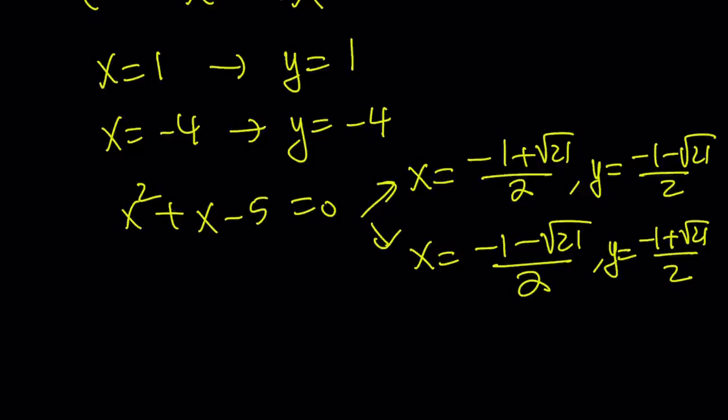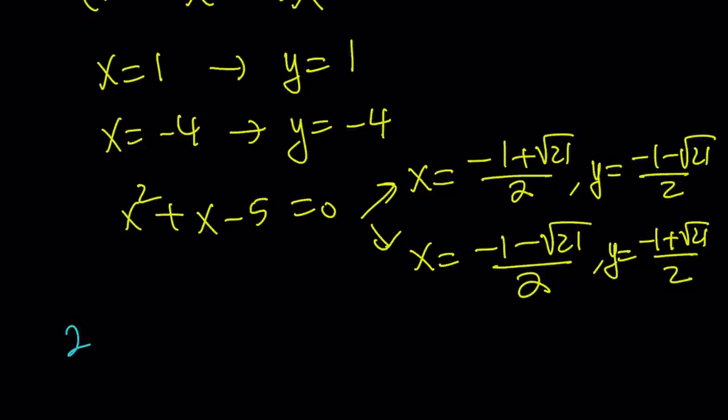Okay, so those are going to be the x, y values. And we got 4 ordered pairs. 4 ordered pairs from here. So let's go ahead and take a look at this second approach. Second method.